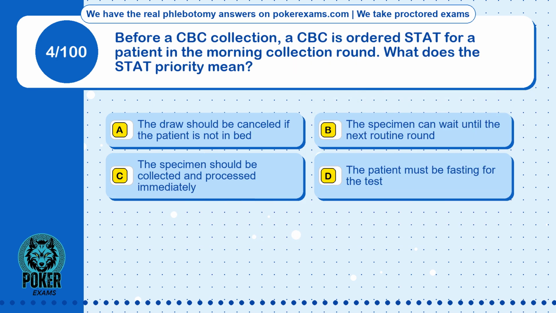Question 4. Before a CBC collection, a CBC is ordered stat for a patient in the morning collection round. What does the stat priority mean? Option A. The draw should be cancelled if the patient is not in bed. Option B. The specimen can wait until the next routine round. Option C. The specimen should be collected and processed immediately. Option D. The patient must be fasting for the test.